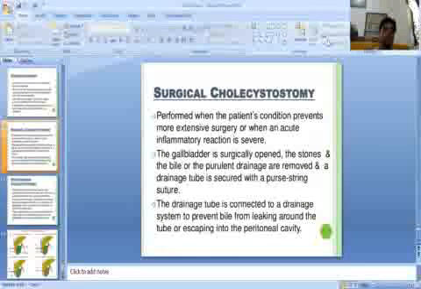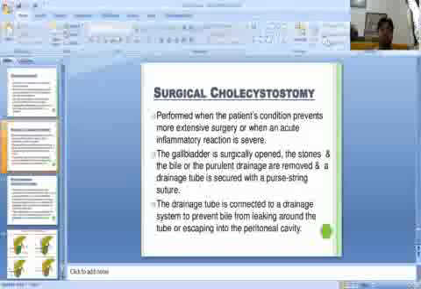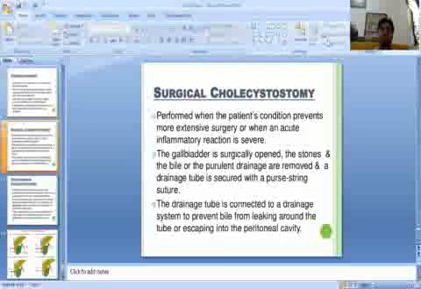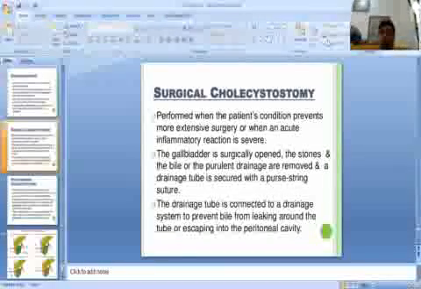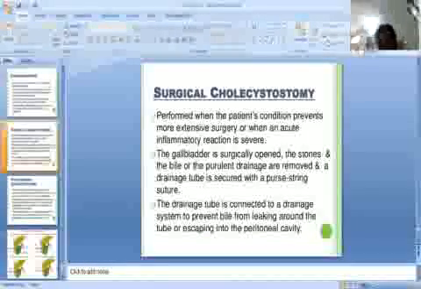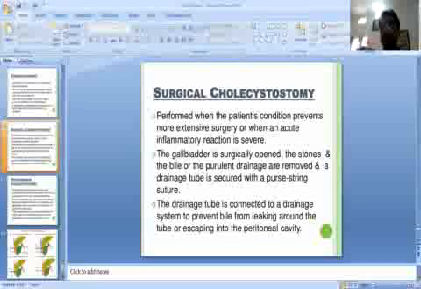Now, surgical cholecystostomy. Performed when the patient's condition prevents more extensive surgery and when an acute inflammatory reaction is severe.